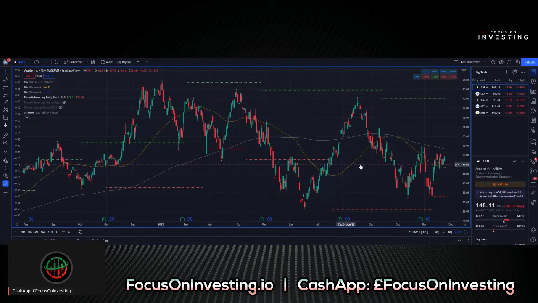Right. The next thing we're looking at is our key pivot support and resistance indicator. These dashed green lines are the pivot resistance indicators, and the dashed red lines are the key pivot support indicators. All of these indicators are available from focusoninvesting.io, and they help you to analyze the charts better, right? These show you key levels of support and resistance. What you notice about these is they're all above or below price, again indicating a sideways market with price trading in between these support and resistance levels.